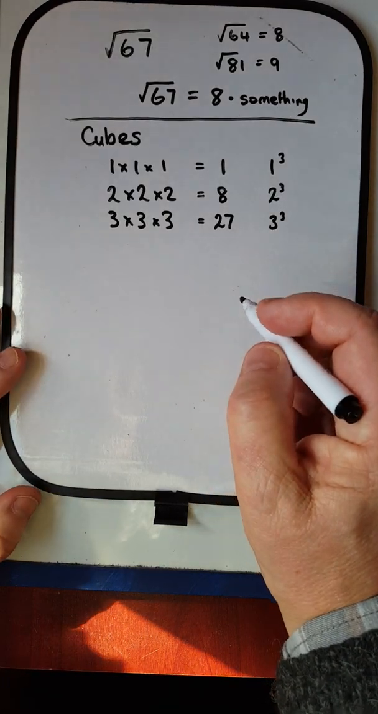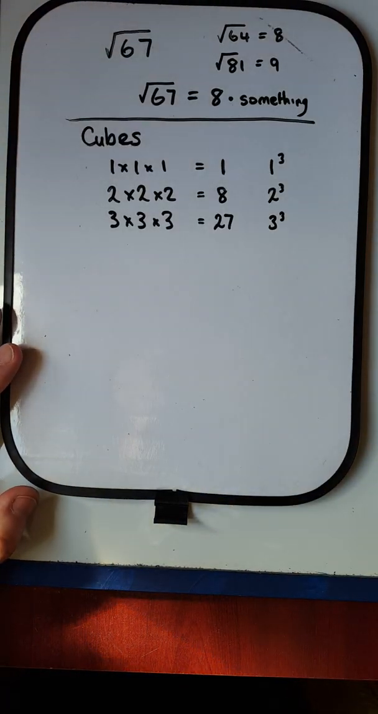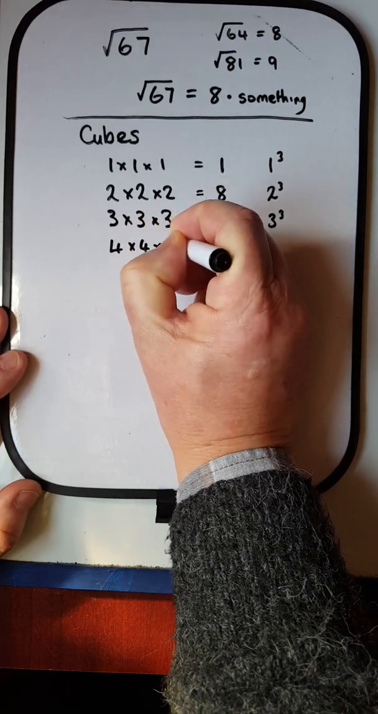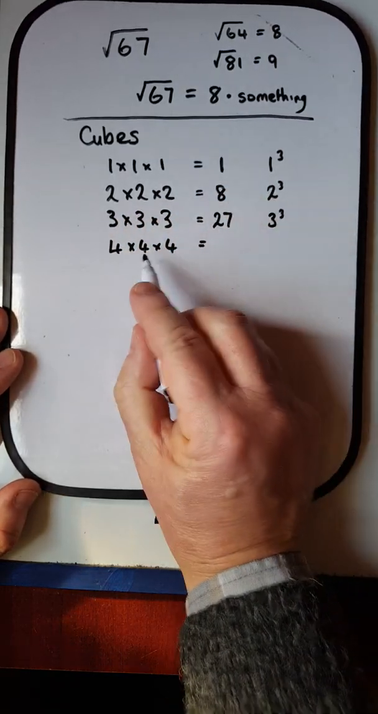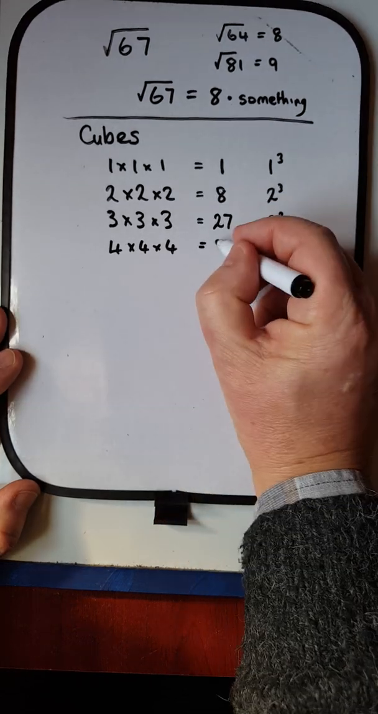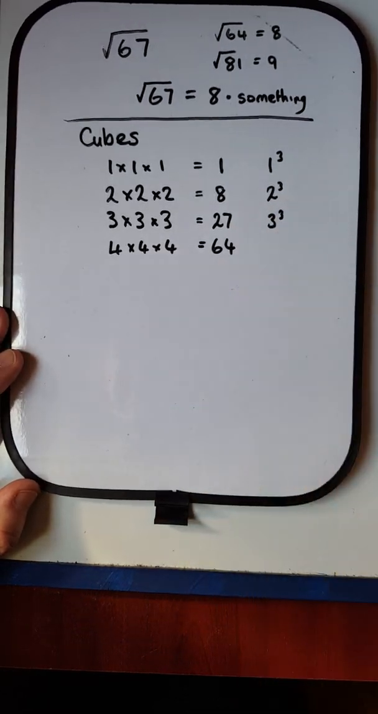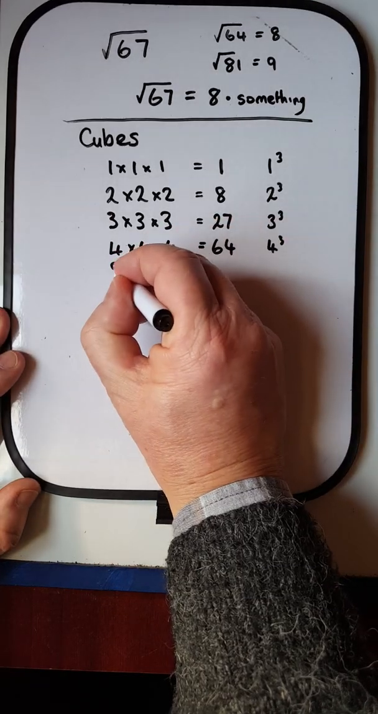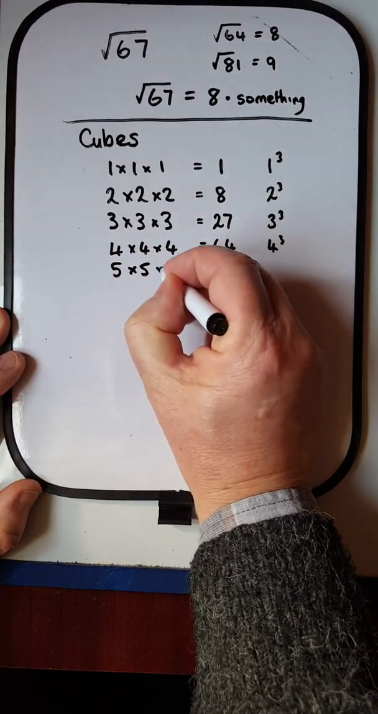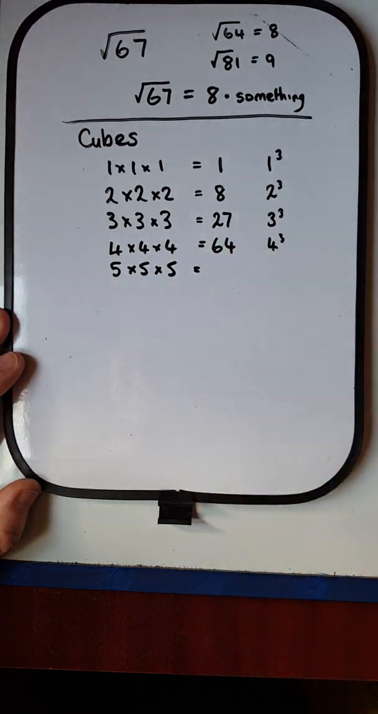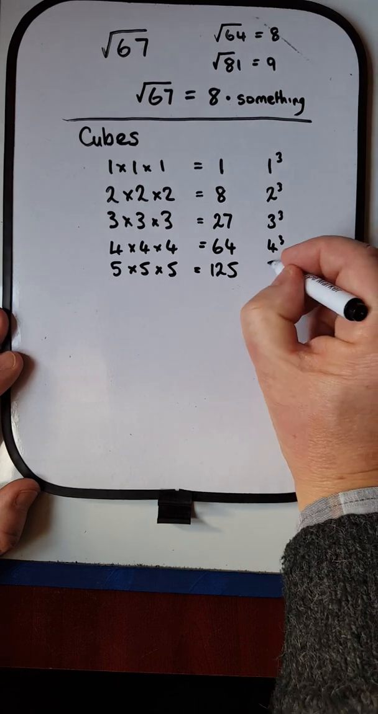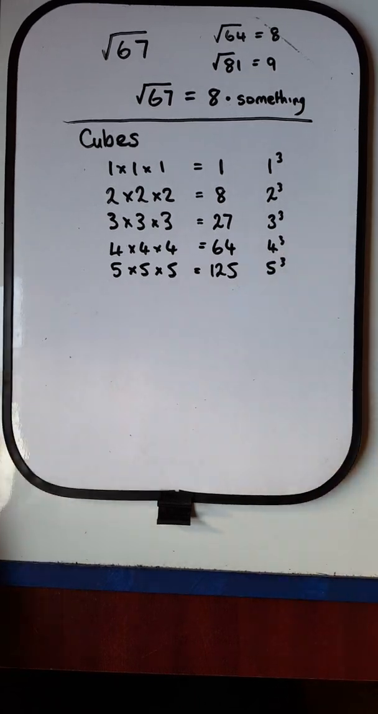You have to know the cubes of 1, 2, 3, 4, 5 and 10. So let's do them. 4 cubed is 4 times 4, which is 16. Times that by 4, it's 64. And that's 4 cubed. 5 cubed is 5 times 5, which is 25. Times that by 5 is 125. 5 cubed. Going up pretty fast here, isn't it now?